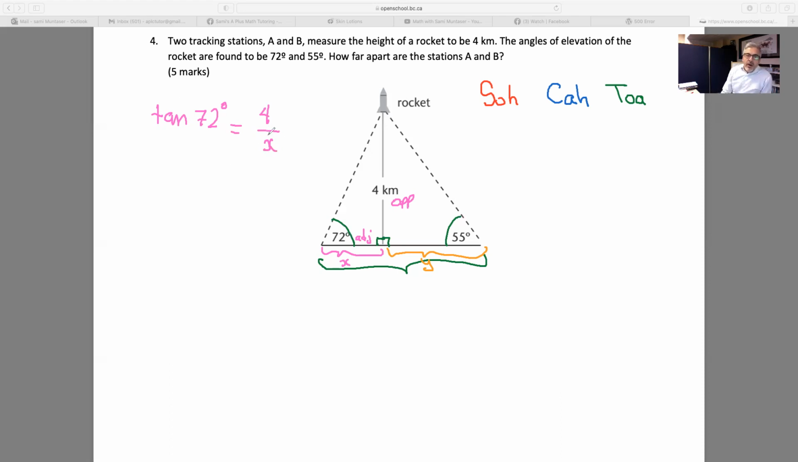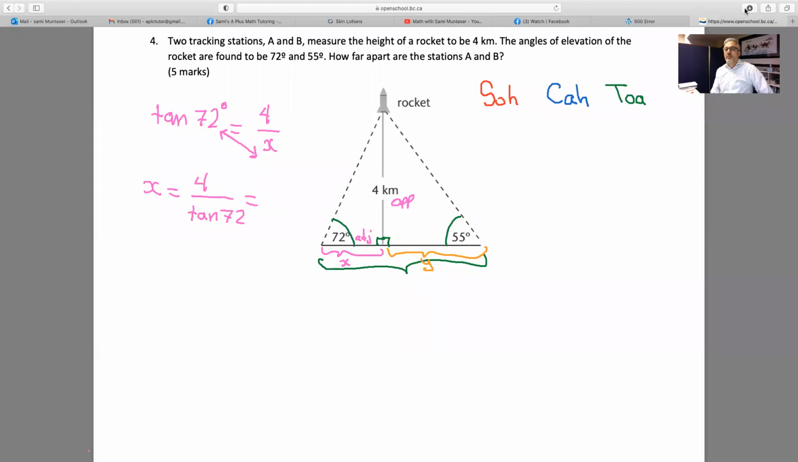When the unknown is on the bottom, what I advise you to do is just cross multiply, exchange kind of thing. I call it cross exchange. The X goes to where tan 72 is, and the tan 72 goes where the X is. Therefore X equals 4 over tan 72, which equals 1.3. So X is 1.3.